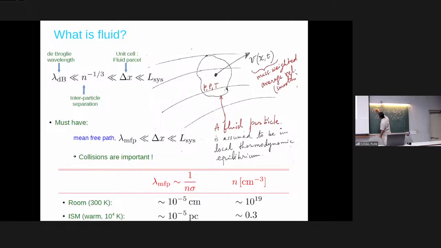I can always pick a unit cell of size 1 parsec, which is still 5 orders of magnitude larger than the mean free path. So for gas in the ISM, I can still apply my usual continuum dynamics. So this is the most important number to first calculate to see if you can even treat this as a continuum or not, despite the size of the system.